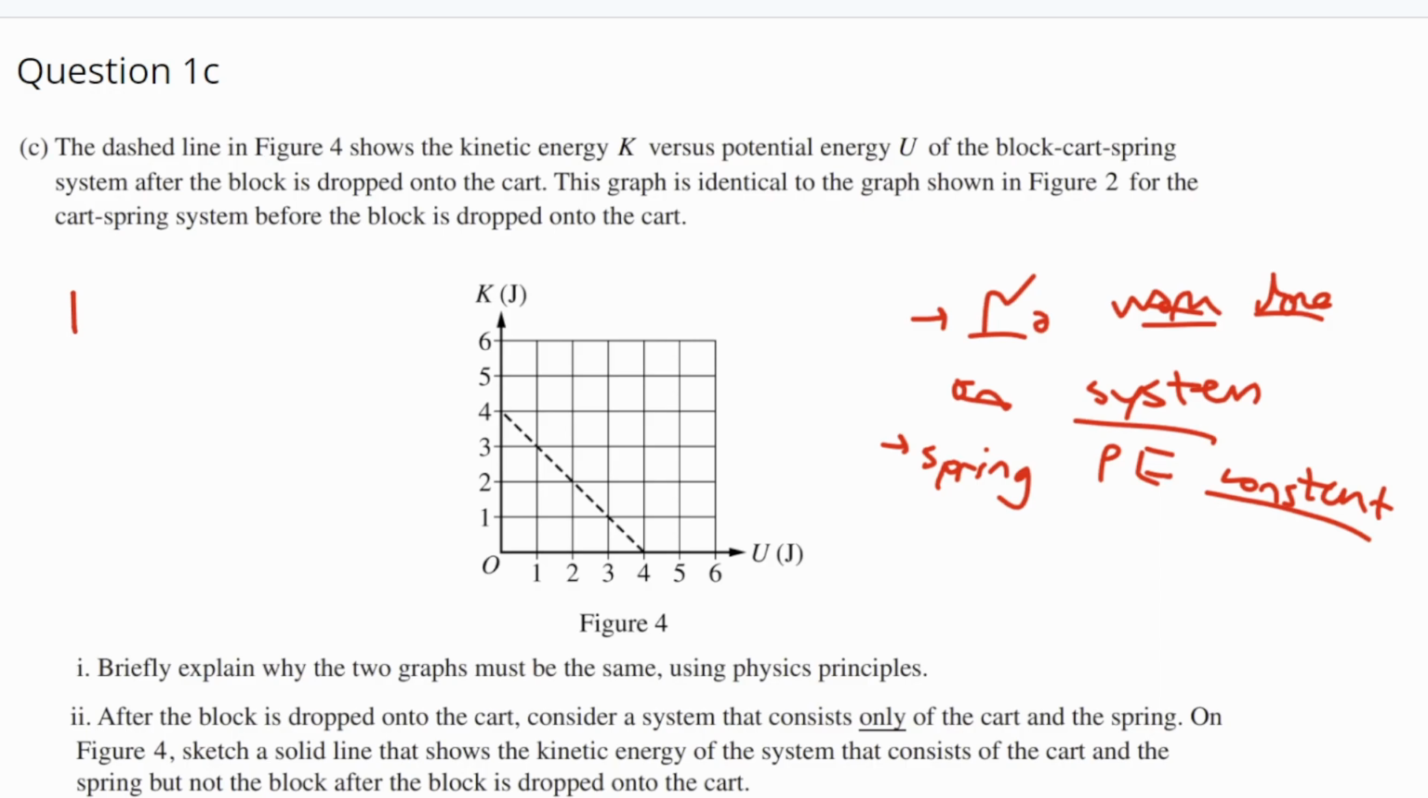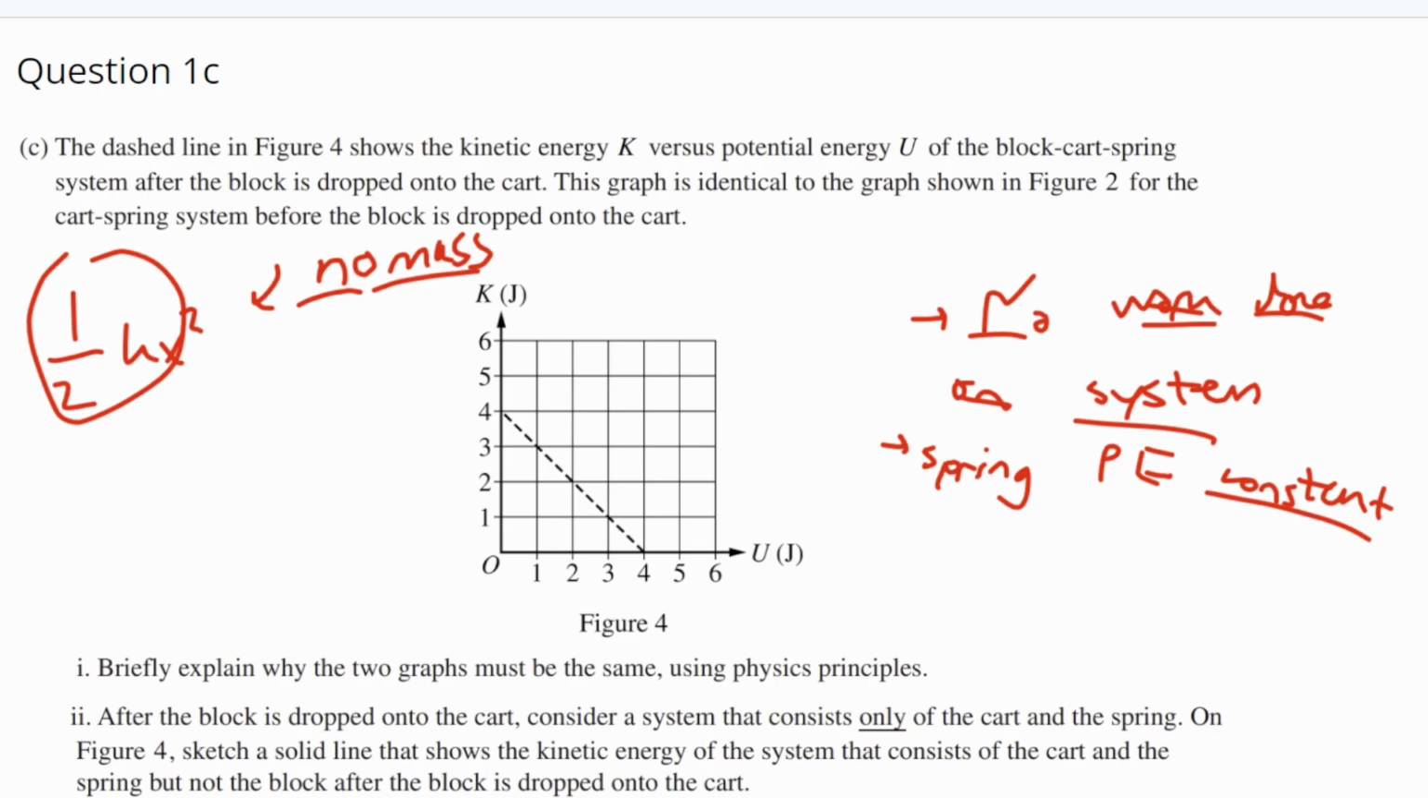It's equal to 1/2 kx squared. You'll notice there's no mass in this formula. It's because spring energy isn't dependent on mass, which means that even if we added the extra mass, it won't affect the total energy in the system, which is why the graph must stay the same. So there are several answers to this question that would have been taken.